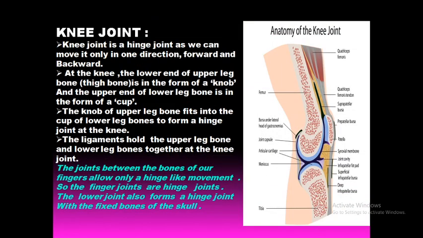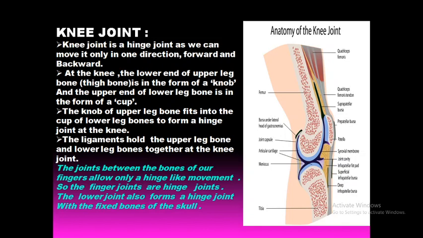Here is another example, the knee joint. You can try it yourself: the knee can be moved forward and backward, not in all directions. So it is a hinge joint because we cannot move in all directions. So what happens at the knee?